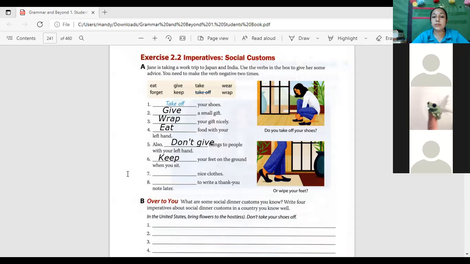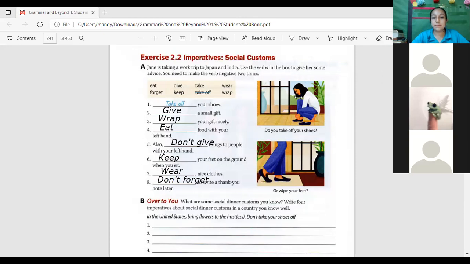This one is one of the rules or habits when you sit. Your elbow outside, your back, right? And you keep your feet on the ground, yeah. Number seven, nice clothes. What is this one? Wear, yes. Wear nice clothes. And the last one, to write a thank you note letter. Don't forget, yes, excellent. Don't forget to write a thank you note letter.